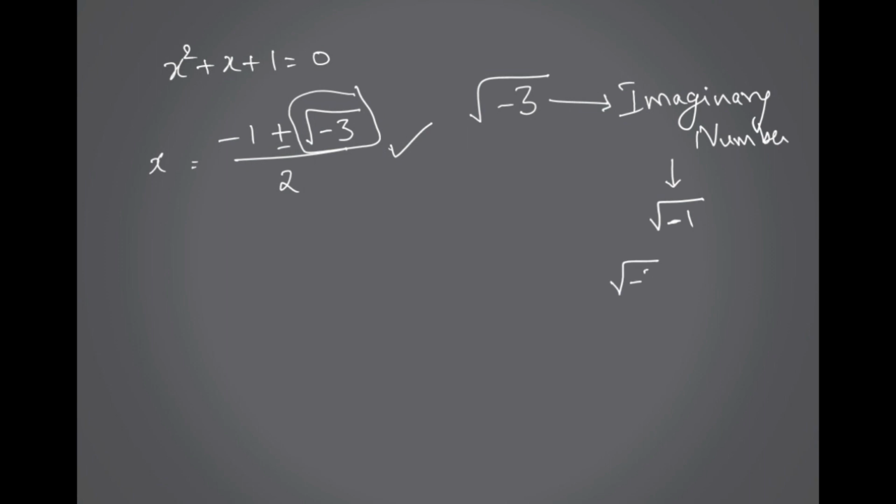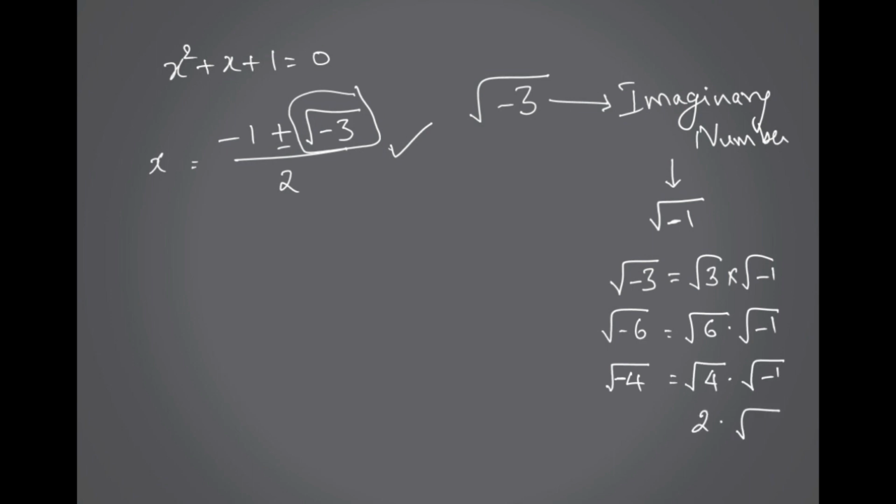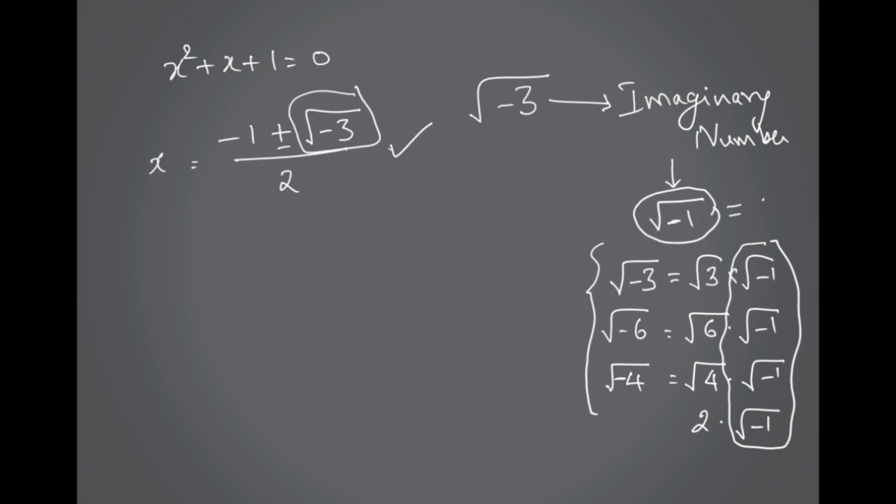So any number, for example minus square root of minus 3, can be written as square root of 3 times square root of minus 1. So square root of minus 6 can be written as square root of 6 times square root of minus 1. Right? Square root of minus 4 can be written as square root of 4 times square root of minus 1, which is 2 times square root of minus 1. So all these negative numbers within the square root can always be expressed as a multiple of square root of minus 1. So they called this number an imaginary number, and they gave the letter I to this, and this is otherwise called a complex number.